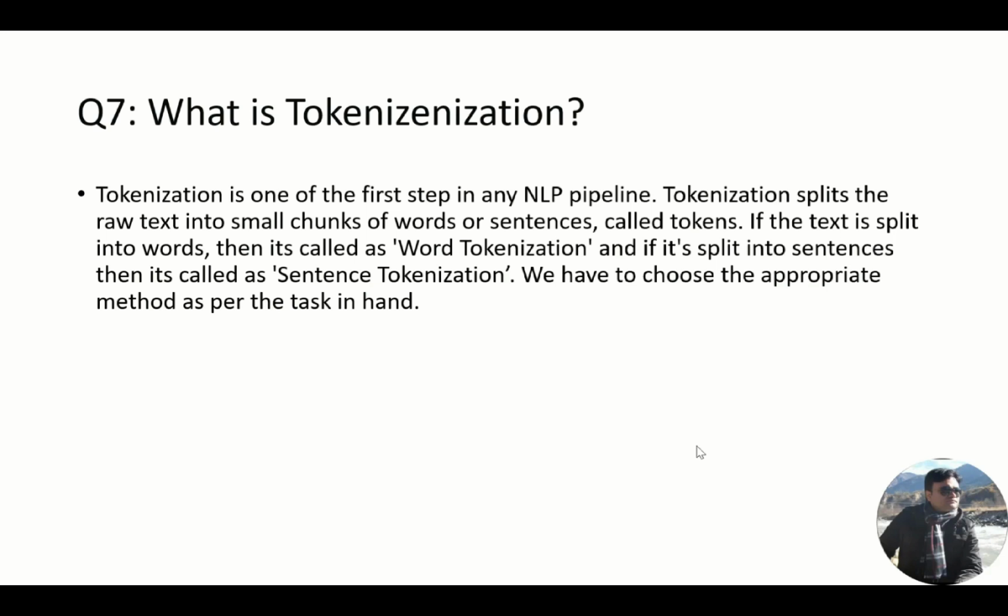Okay, so the next one is: what is tokenization? Tokenization is one of the first steps in an NLP pipeline. Tokenization splits the raw text into small chunks of words or sentences called tokens. If the text is split into words, then it is called word tokenization. And if it is split into sentences, then it is called sentence tokenization. We have to choose the appropriate method as per the task at hand.